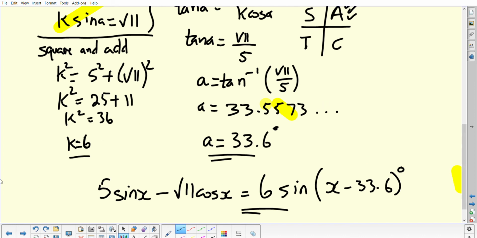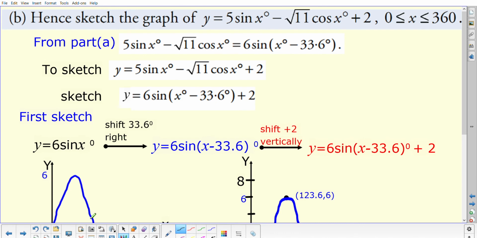So that's part A. Part B is then to go on and draw that. But notice that this time, as well as having that expression that we've just looked at, they've also got this plus 2 on the end. So a wee bit more complicated this time.